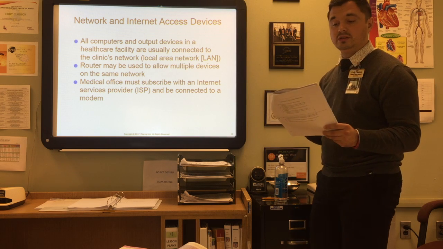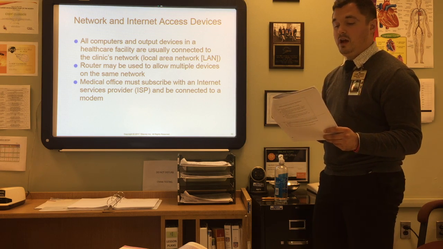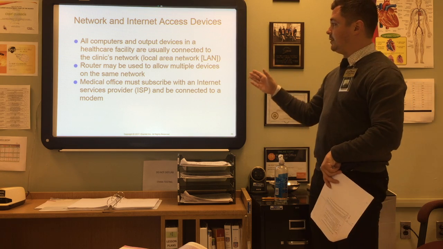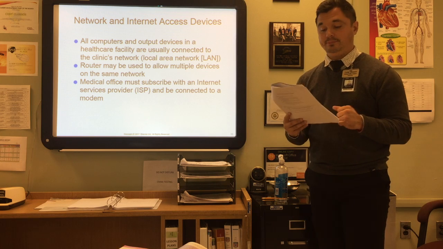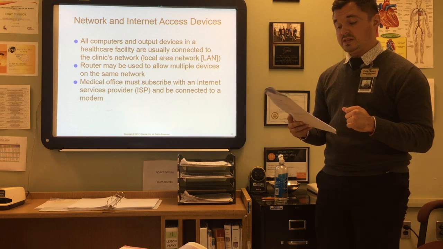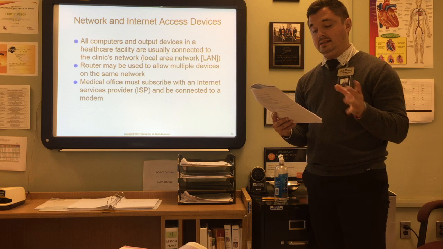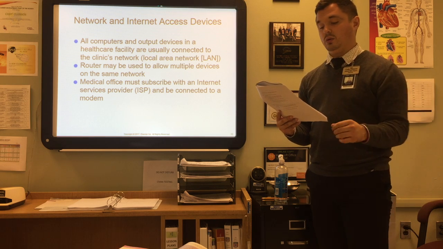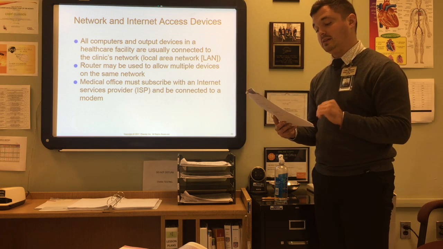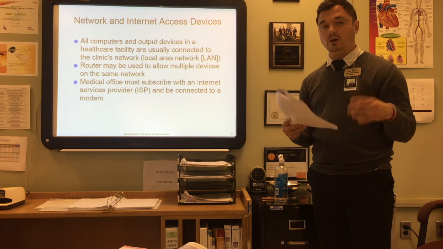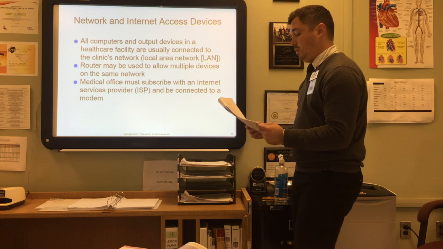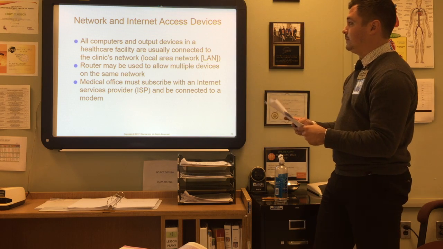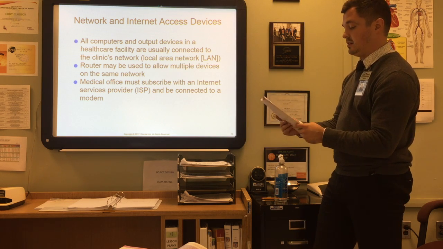Okay, so all computers and output devices in a healthcare facility are usually connected to the clinic's network, which is called a local area network or a LAN. So some healthcare facilities that have clinics at a distance may use a wide area network or a WAN, W-A-N, technology, and that consists of 2 or more local area networks or LANs. Okay, so a router.